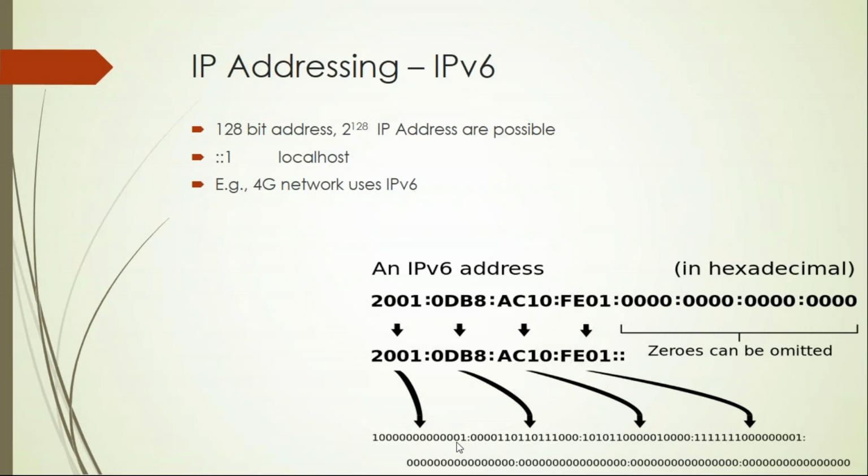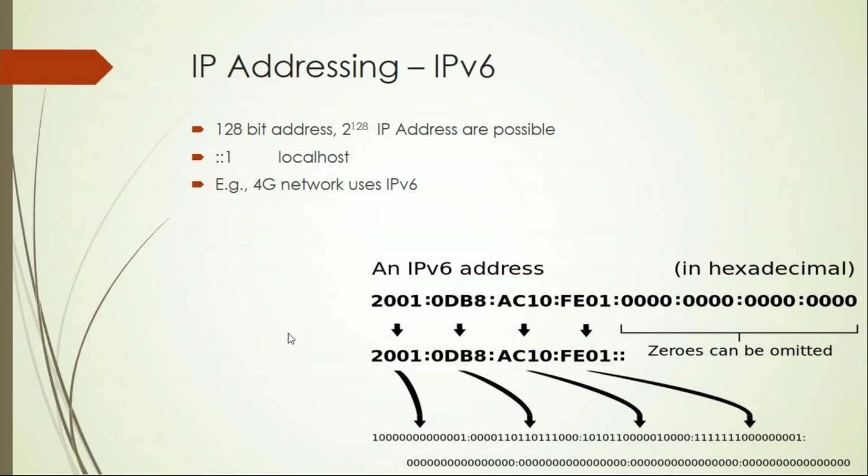In this 128 bit, they have divided it into 8 chunks, and each chunk is a 16 bit value. Each chunk is separated with a colon, and this 16 bit value is converted to hexadecimal notation. That's why the 16 bit value looks like 4 digits. It's not only digits; sometimes A, B, C, D, E, F, up to F will be there, because that is hexadecimal notation.